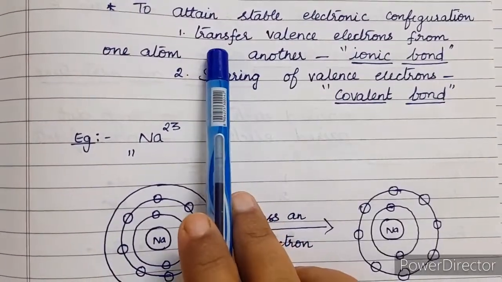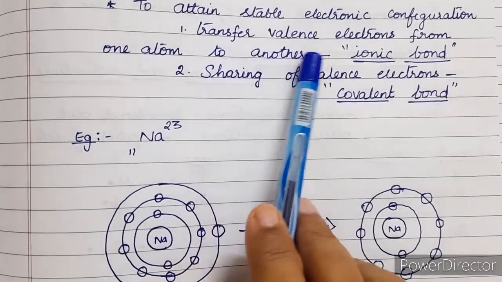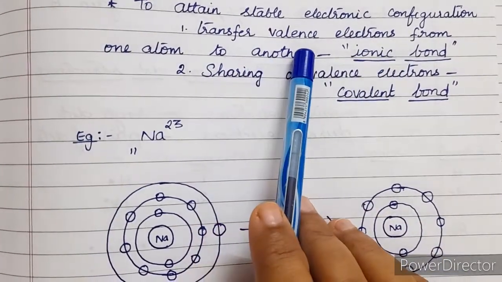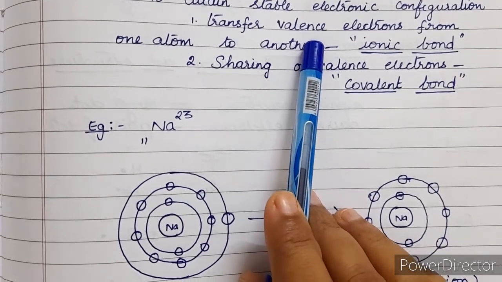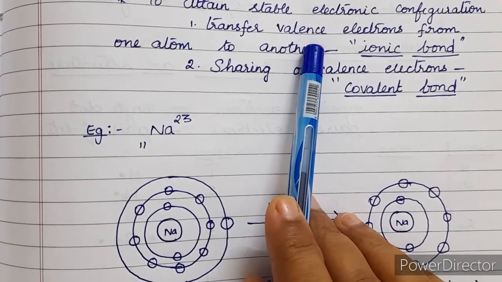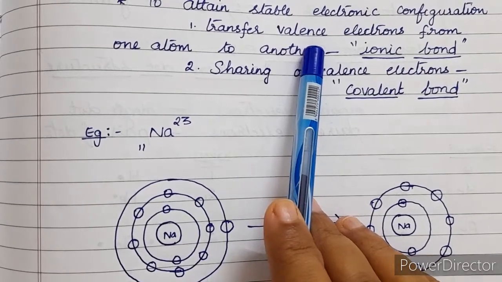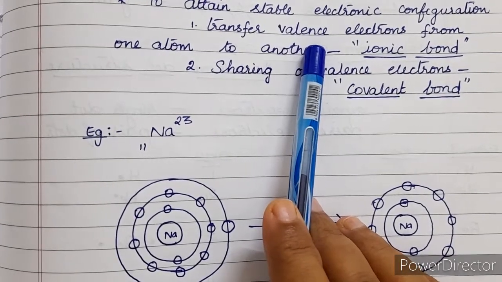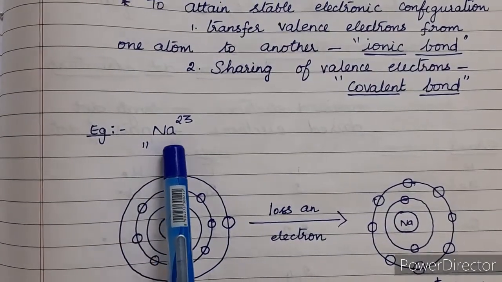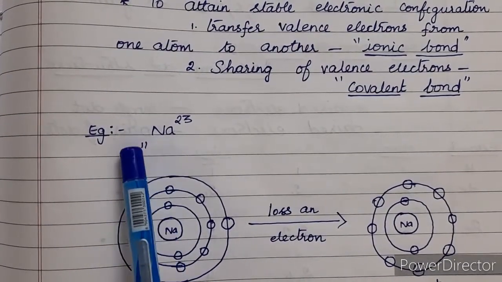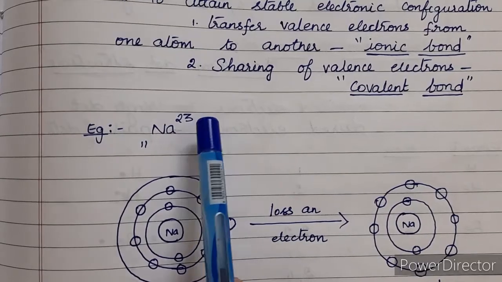Now we said that to attain the stable electronic configuration, they transfer the electrons. In the sense, they lose the valence electrons or gain the valence electrons. Now let's see this gaining and losing of the valence electrons with an example. Now let's take the example of sodium. Sodium atomic number is 11 and mass number is 23.